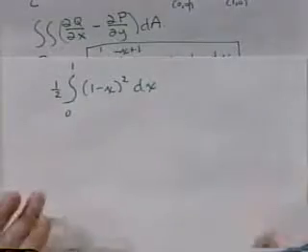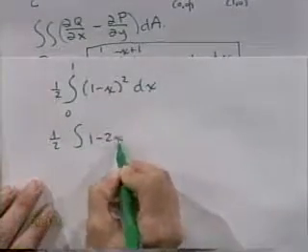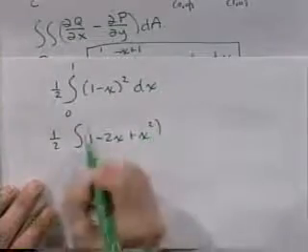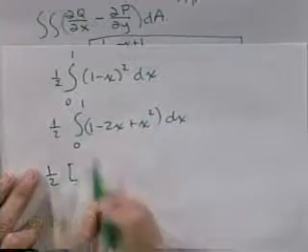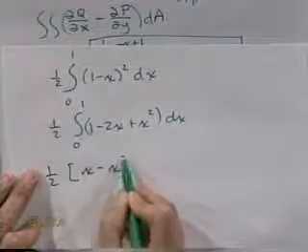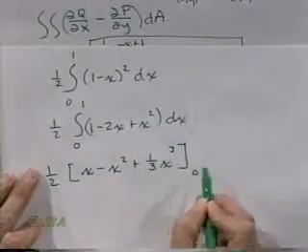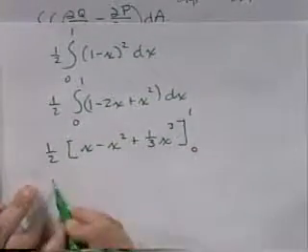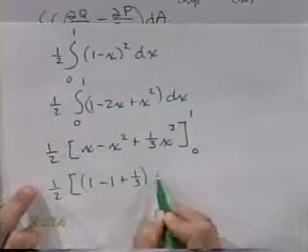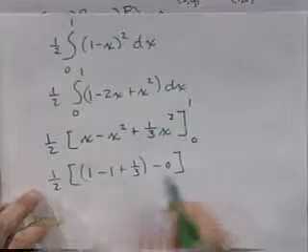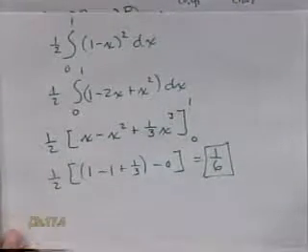You could multiply it out if you want. I guess that's what I'll do. I get 1 minus 2x plus x squared dx as x goes from 0 to 1. So we get 1/2 times x minus x squared plus 1/3 x cubed, and we're going from 0 to 1. Well, if you pop in the 1, you're going to have 1 minus 1 plus 1/3. Pop in 0, you'll just get 0. So I have 1/2 times 1/3, which is 1/6. Okay, not hard.